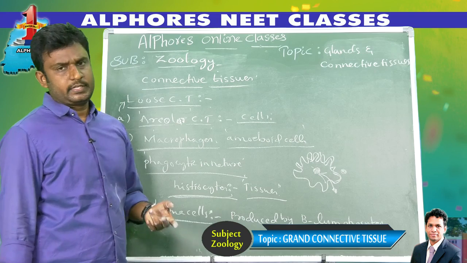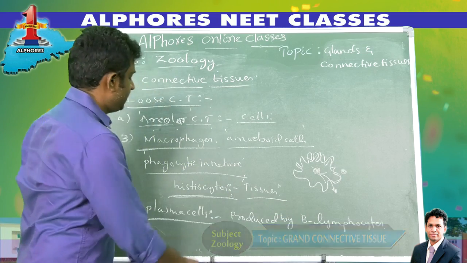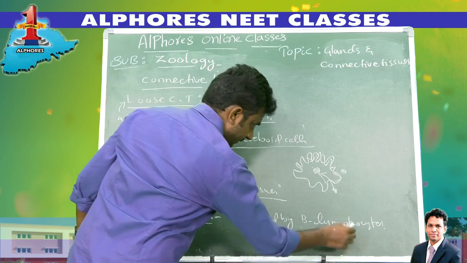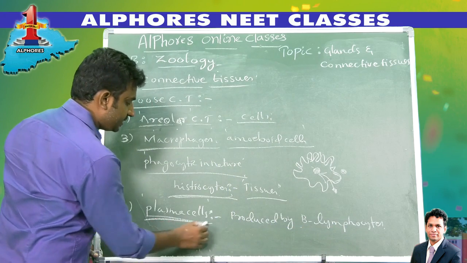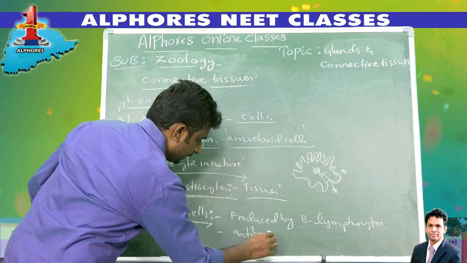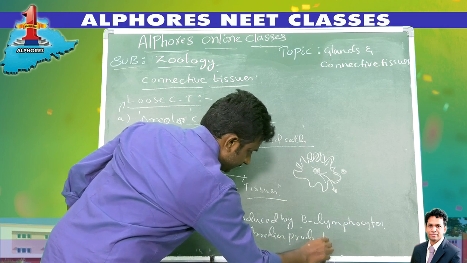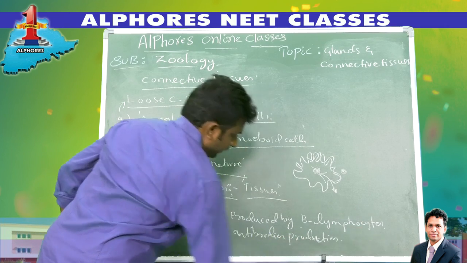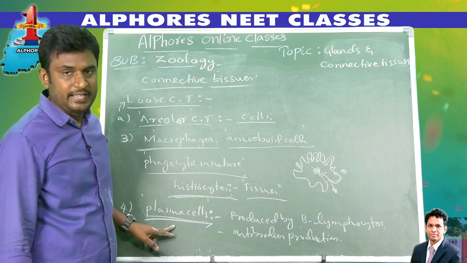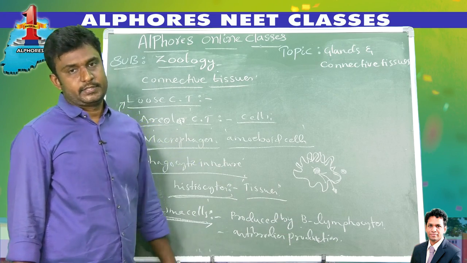Lymphocytes are of two types, called B lymphocytes and T lymphocytes. B lymphocytes produce the plasma cells. So what is the function of plasma cells? Plasma cells produce the antibodies. Production of antibodies is the function of plasma cells, which are released from the B lymphocytes.